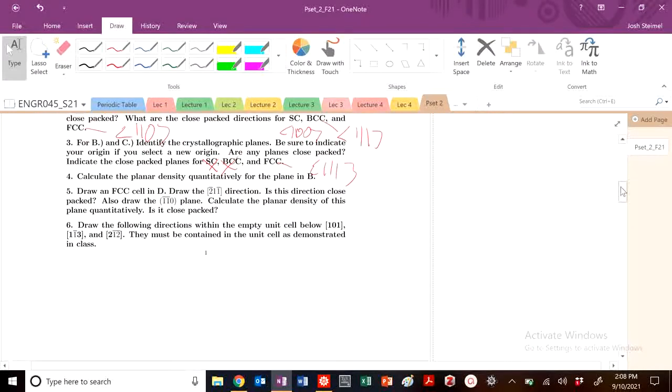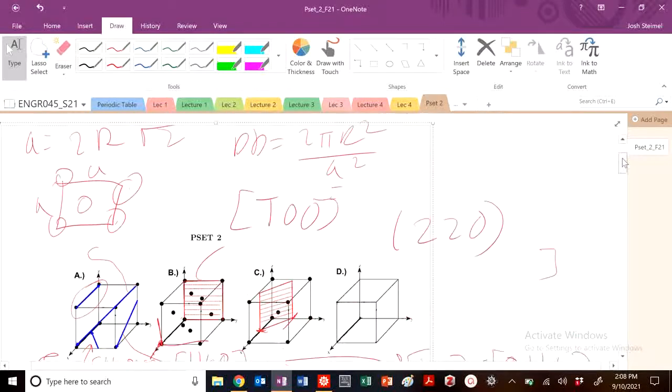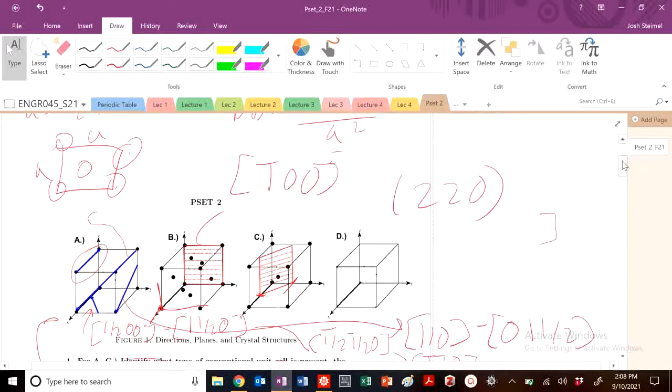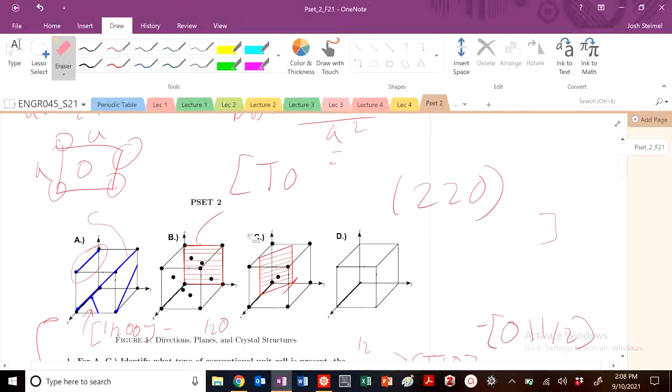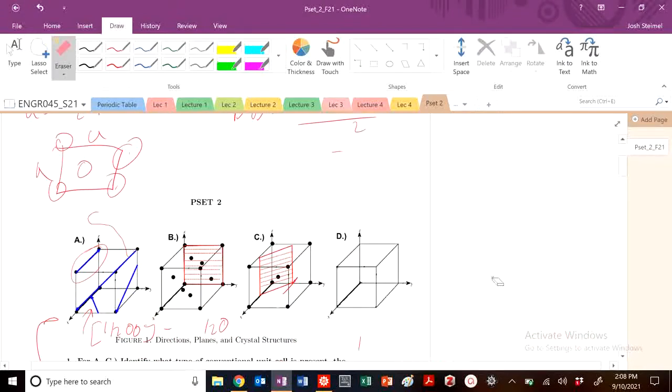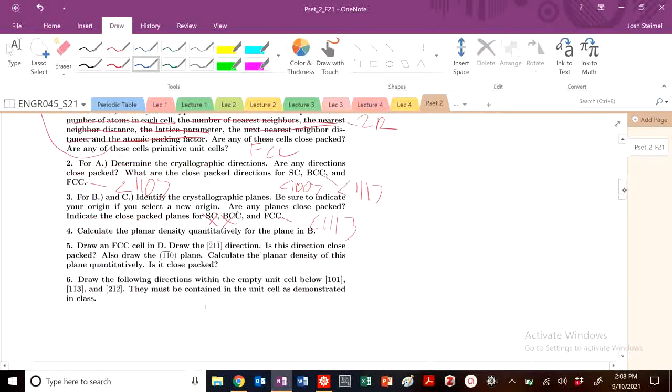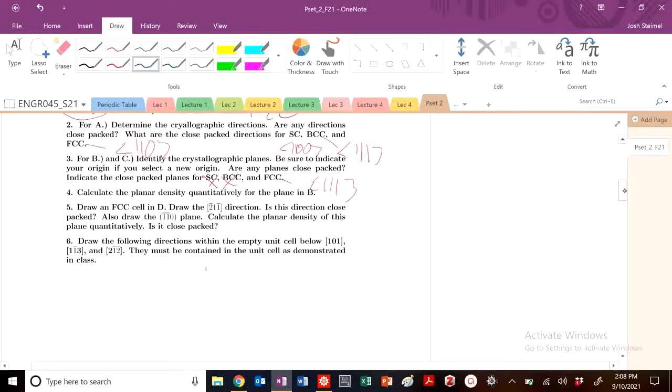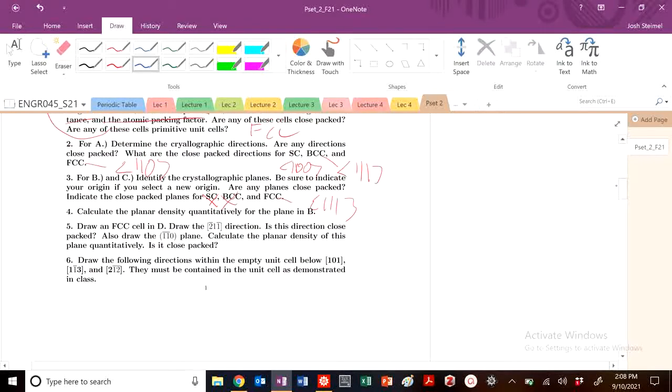All right, draw an FCC cell in D. So let's go ahead and draw that. I'm going to kind of erase a bit here. So I need an FCC cell. Again, it's a little bit more annoying one to deal with, but I'll draw it right now. And then I need atoms at the corners and atoms at all the faces. Anyways, a little bit ugly, but it's the best we can do.